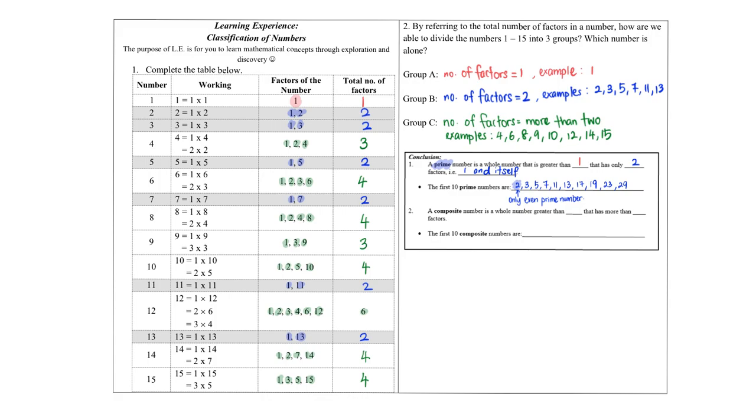As for the group that has more than 2 factors, we call them the composite numbers. And it is a whole number again. It must be greater than 1 because 1 is in its own special group. And it has more than 2 factors. This one is only 2 factors. And the first 10 composite numbers, just for our reference, would be 4, 6, 8, 9, 10, 12, 14, 15, 16, and 18.